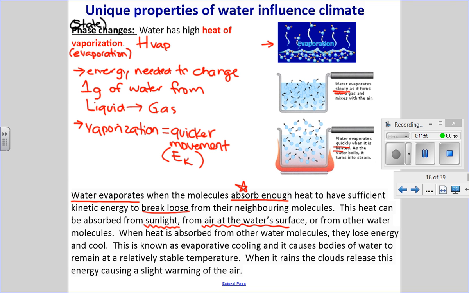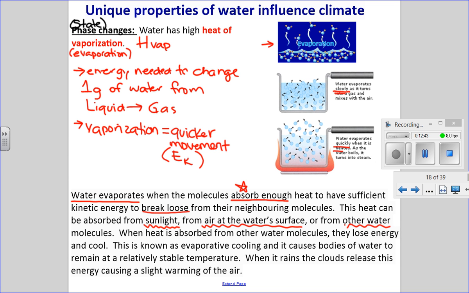The air at the water's surface. So we know that heat can be transferred through fluids. Water and air are both fluids. So if there's warm air, some of that heat could be used to heat the water that's at the surface. Or it can come from other water molecules. That means that a water current could bring warm water molecules to a place where there are colder molecules. And some of that warm water could transfer its energy to the cold water. Remember that energy is never coming from nowhere. It's always being transferred or converted from something else.